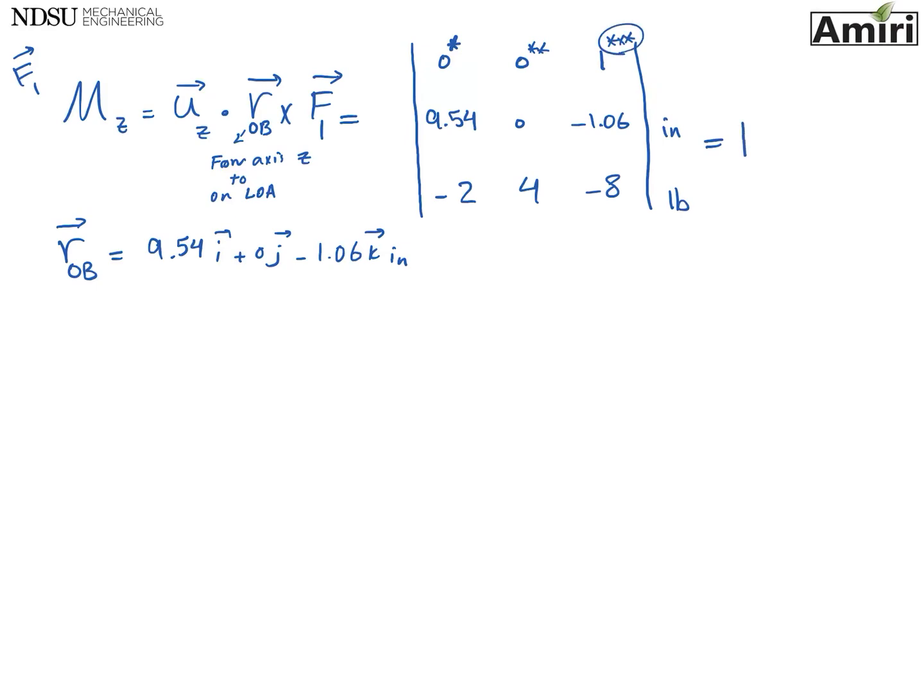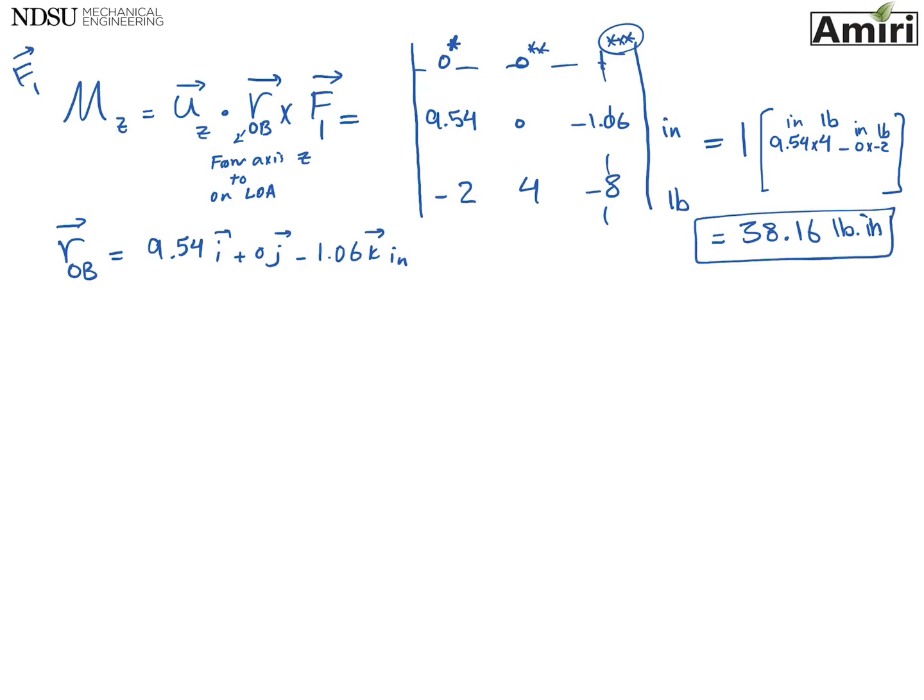Get rid of the row and column where the 1 is located. All I'm left with is 9.54, 0, minus 2, 4. So it's going to be 9.54 times 4, minus 0 times minus 2. I usually try not to put the multiply sign because we're dealing with cross product, but it's okay once in a while. So inches, pounds, and this will give you 38.16 pound inches.